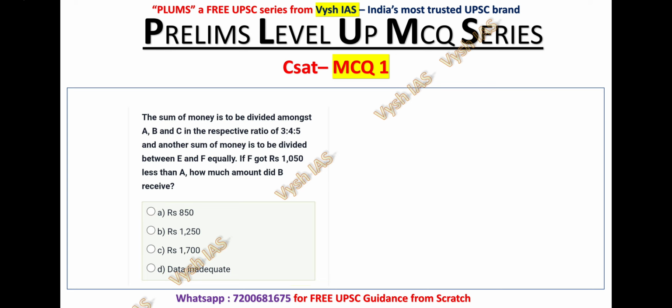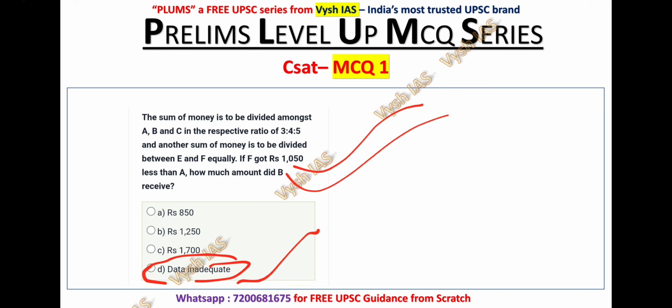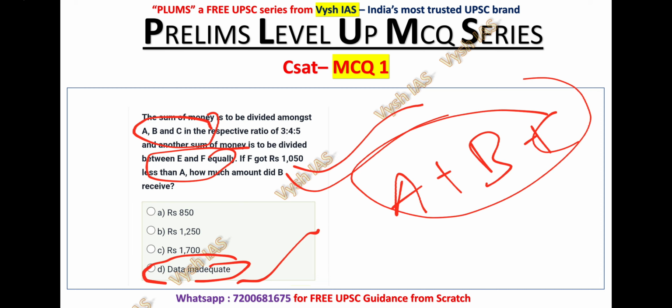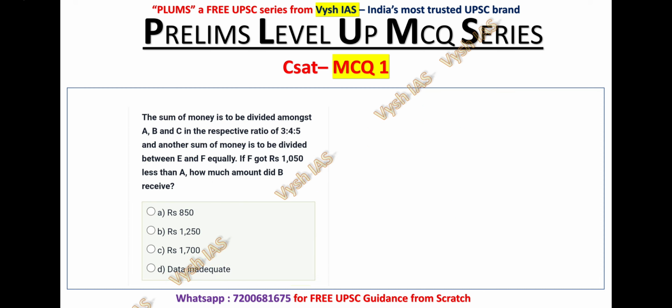So in this type of questions, we generally think that there is another option called data inadequate, which cannot be an answer. But in this kind of questions, even this kind of option will be suitable because they did not give the respective money which ABC shares or EF shares, right? So the sum of money of ABC is not given. So data is not sufficient to solve this question. So option D is the correct answer.